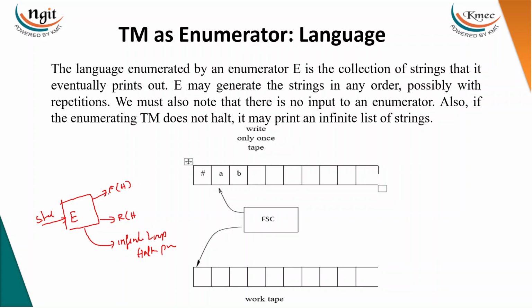In this case it will print some strings which are going to be recognized by the enumerator. In this case it won't print any strings, so the language accepted by the enumerator is empty. But in this case it won't stop and keeps on printing strings. We don't know what it would be.